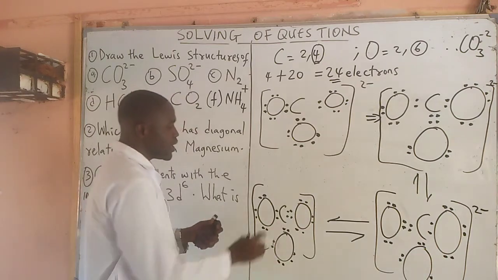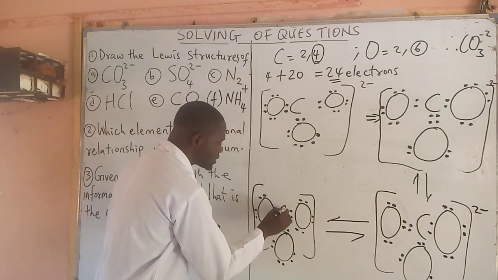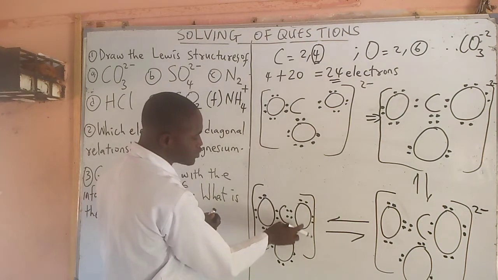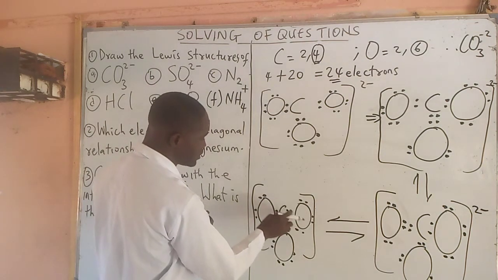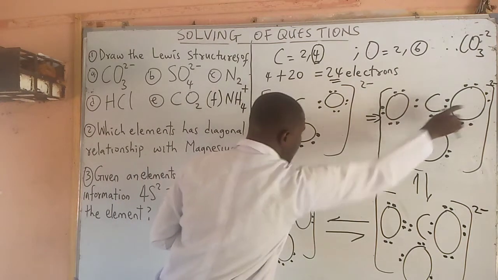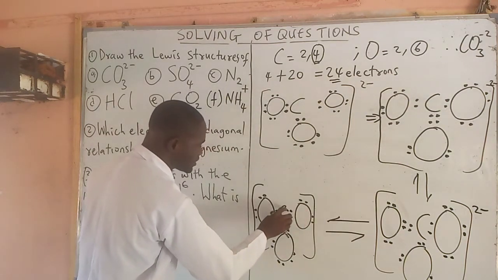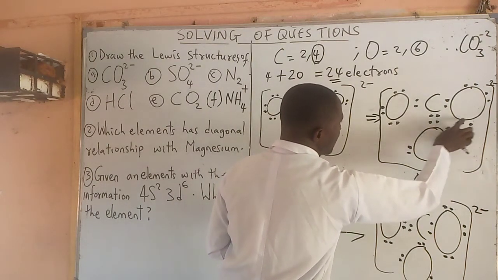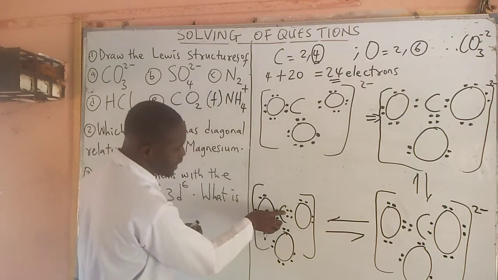So that means that as you donate these 2 electrons, this has attained octet structure. 1, 2, 3, 4, 5, 6, 7, 8. This one is donating 2 electrons. 1, 2, 3, 4, 5, 6, 7, 8. So these 2 electrons are removed because they are donated here.